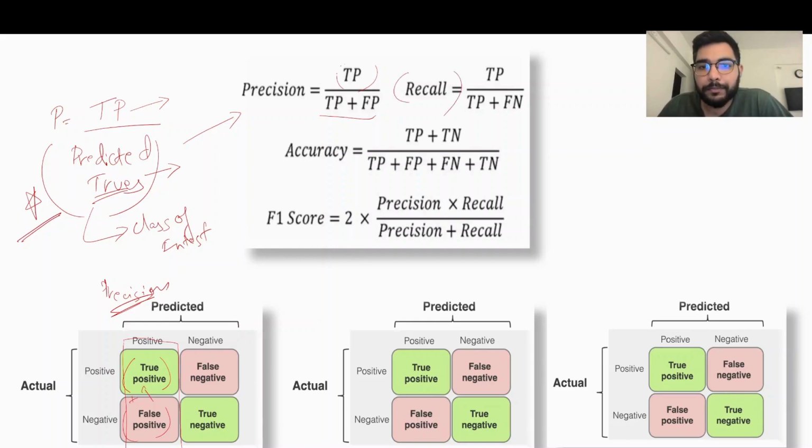Coming to recall, we'll map the numerator and denominator for recall over here. The numerator is true positive, this one, and the denominator is true positive plus false negative.